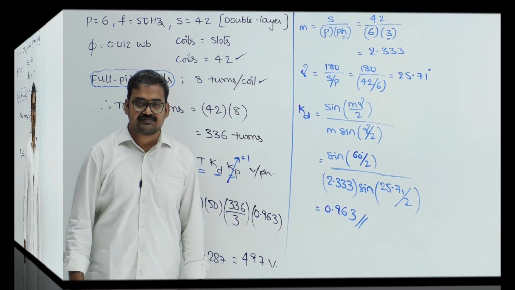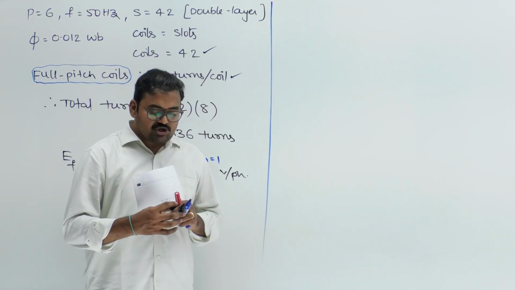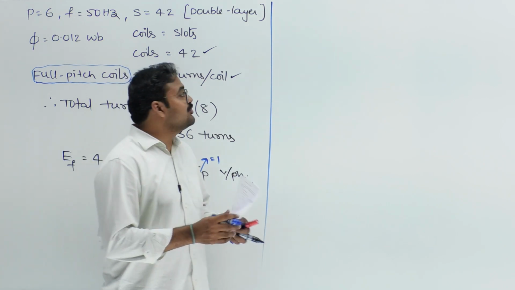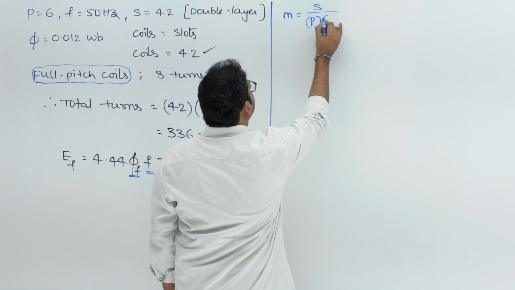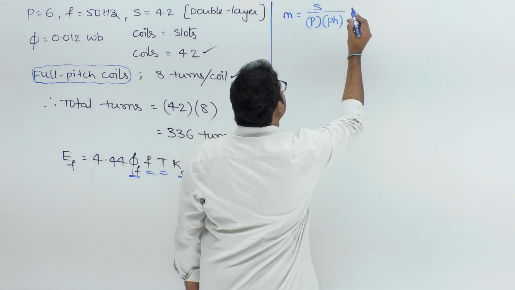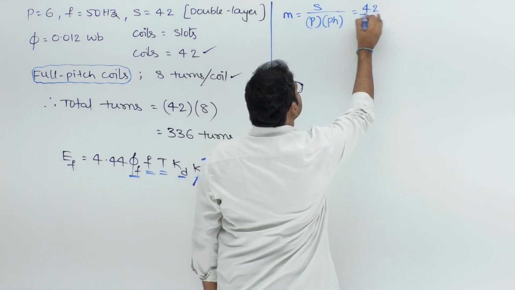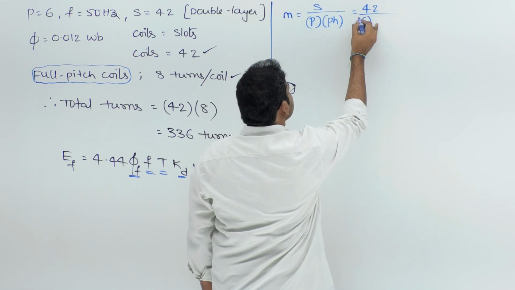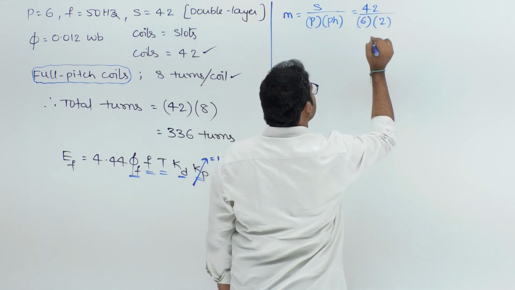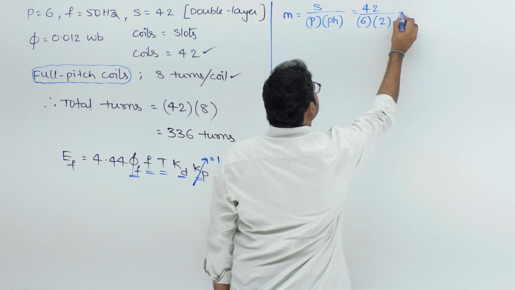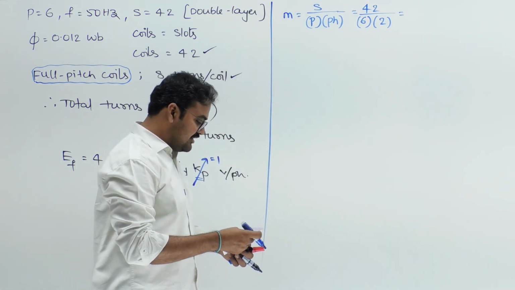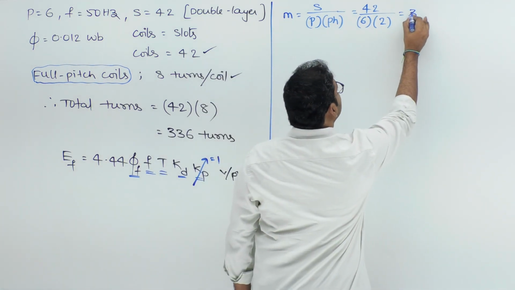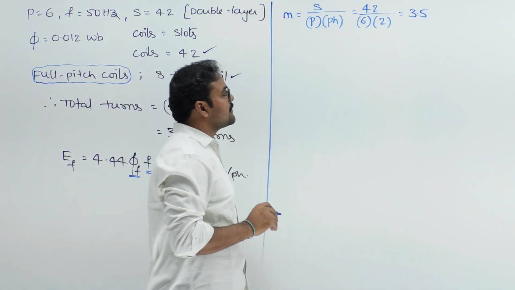Let me do it. If the winding is a 2-phase winding, calculate the new M value. M is equal to slots per pole per phase. In the given circuit, 42 slots are there and it is a 6-pole machine, but the number of phases is only 2. Therefore, the M value will be a different value. Let me tell you the value of M here. Yes, M is equal to 3.5 this time.